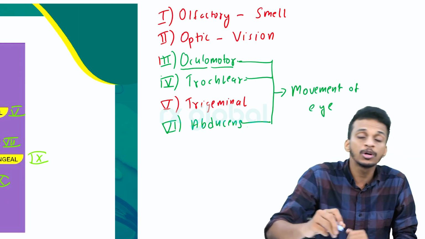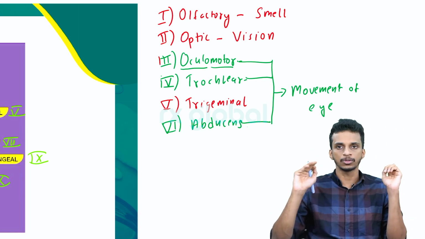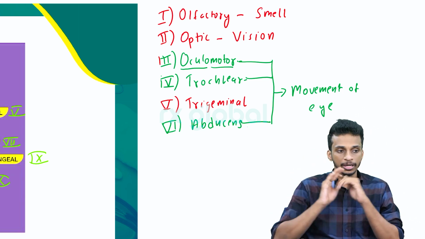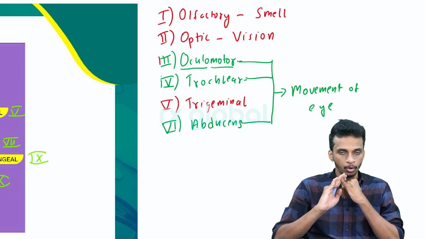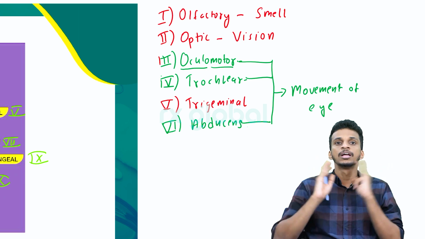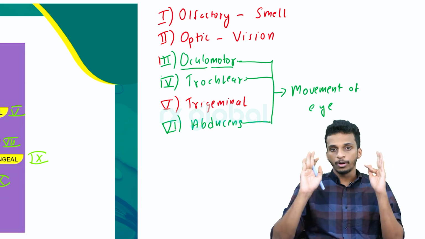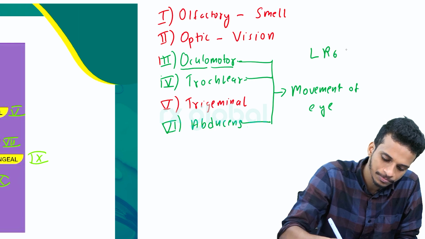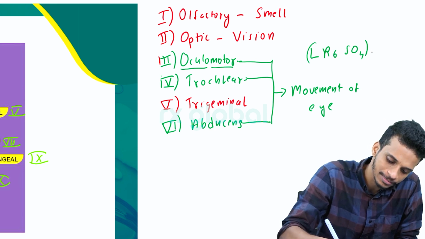Movement of the eye is actually a complicated process, and that's why it requires many cranial nerves to function. So oculomotor, trochlear, and abducens, the function of all these three cranial nerves is movement of the eye. Actually there is a code for this, called LR6 SO4 thrice.